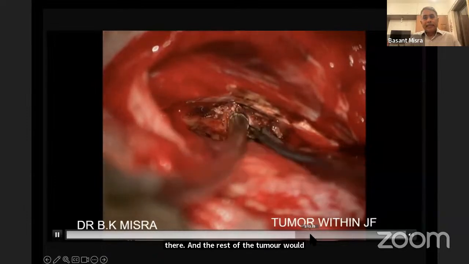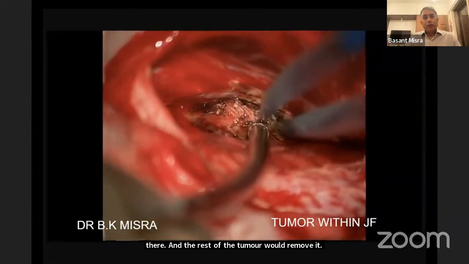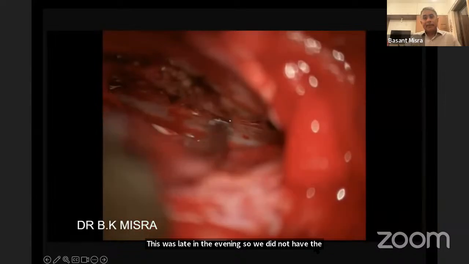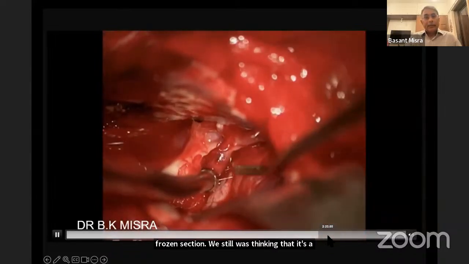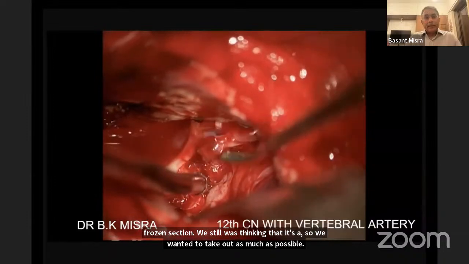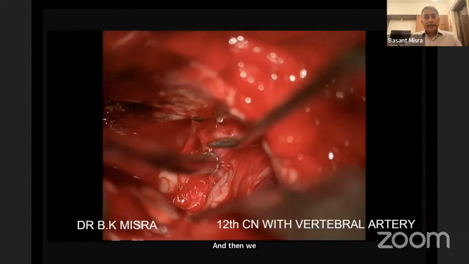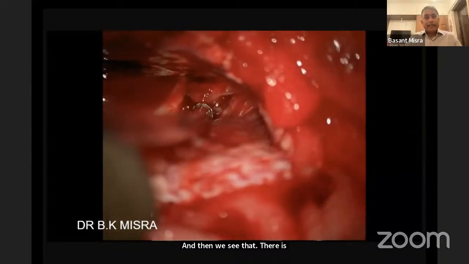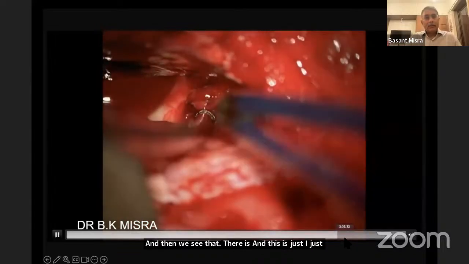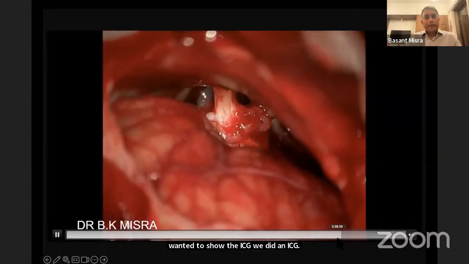This was late in the evening, so we did not have the frozen section. We were still thinking that it was a meningioma, so we wanted to take out as much as possible. And then you see that there is the 12th cranial nerve with the vertebral artery. I just wanted to show the ICG. We did an ICG. I think this will come now, showing that patency is maintained.